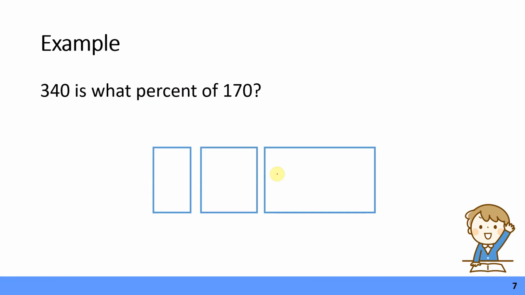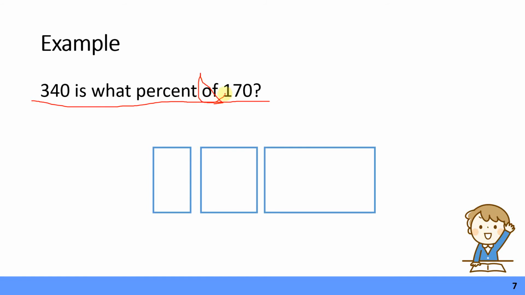All right, let's try one more here. 340 is what percent of 170? Okay, so if you want to try by yourself, go ahead and just put pause. You should be able to do it on your own. But we are going to go ahead and do it together here, right? So 340 is what percent of 170?